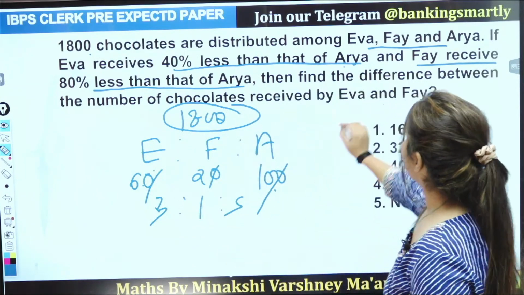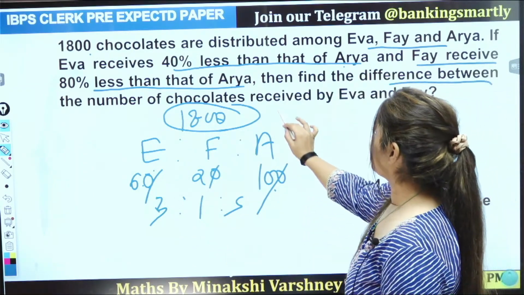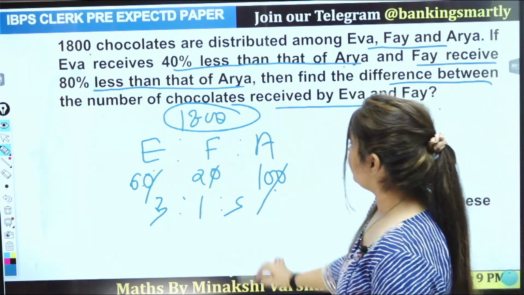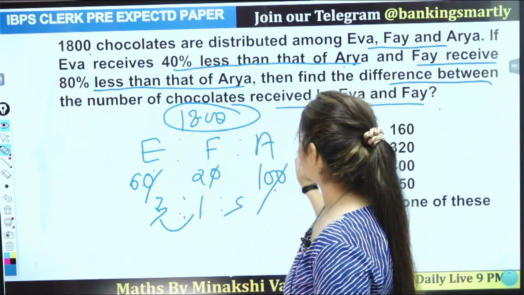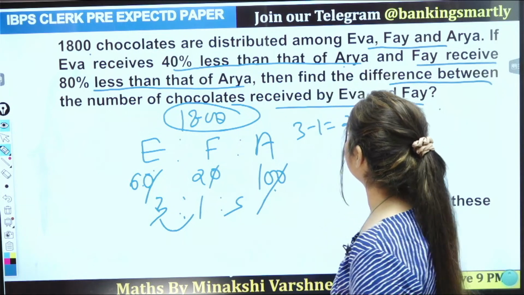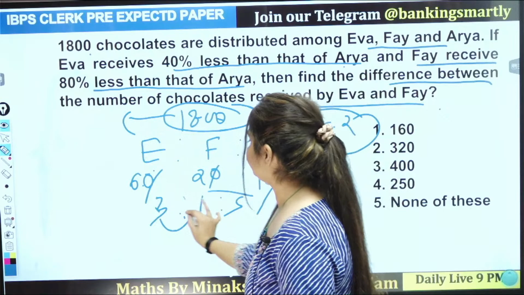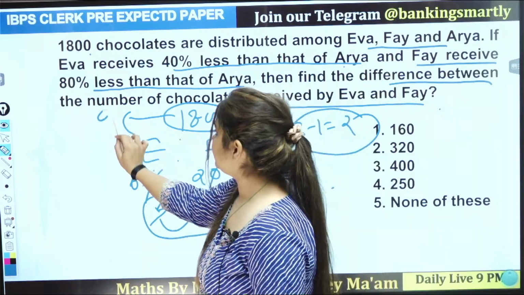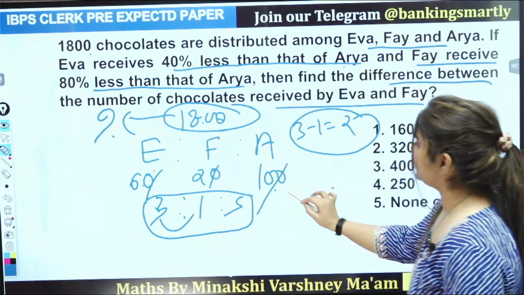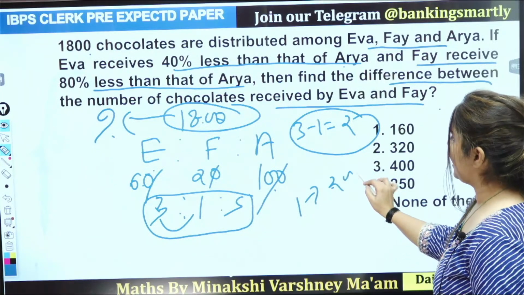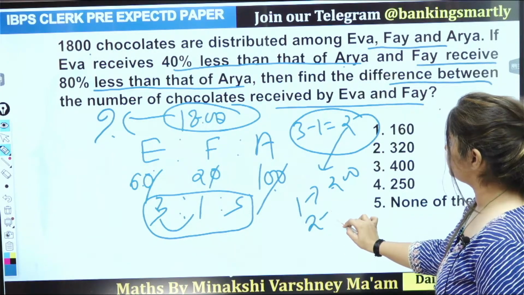Find the difference between the number of chocolates received by Eva and Faye. तो इवेंट पे ये रहे 3 minus 1, that means they are asking for 2 units. We have complete units 1800, that means 5, 3, 1 and 9. So 9 units is 1800, so 1 unit, 9 2s are 18, 200, and they are asking for 2 units, that means 2 2s are 400.